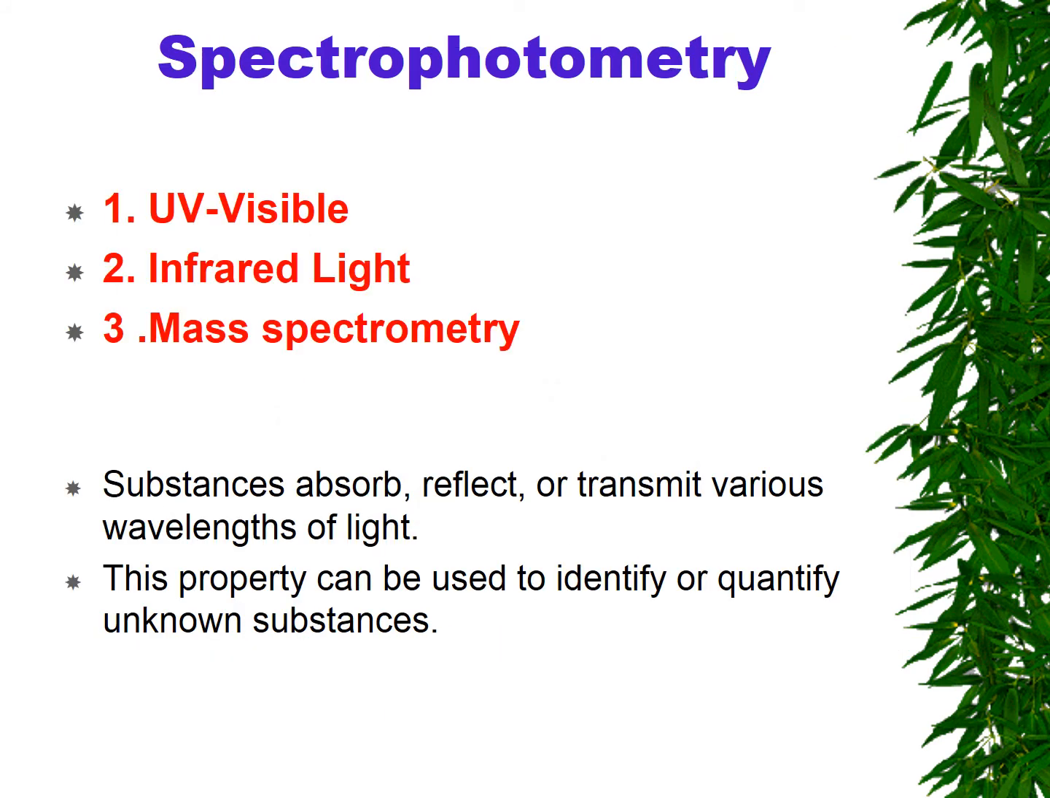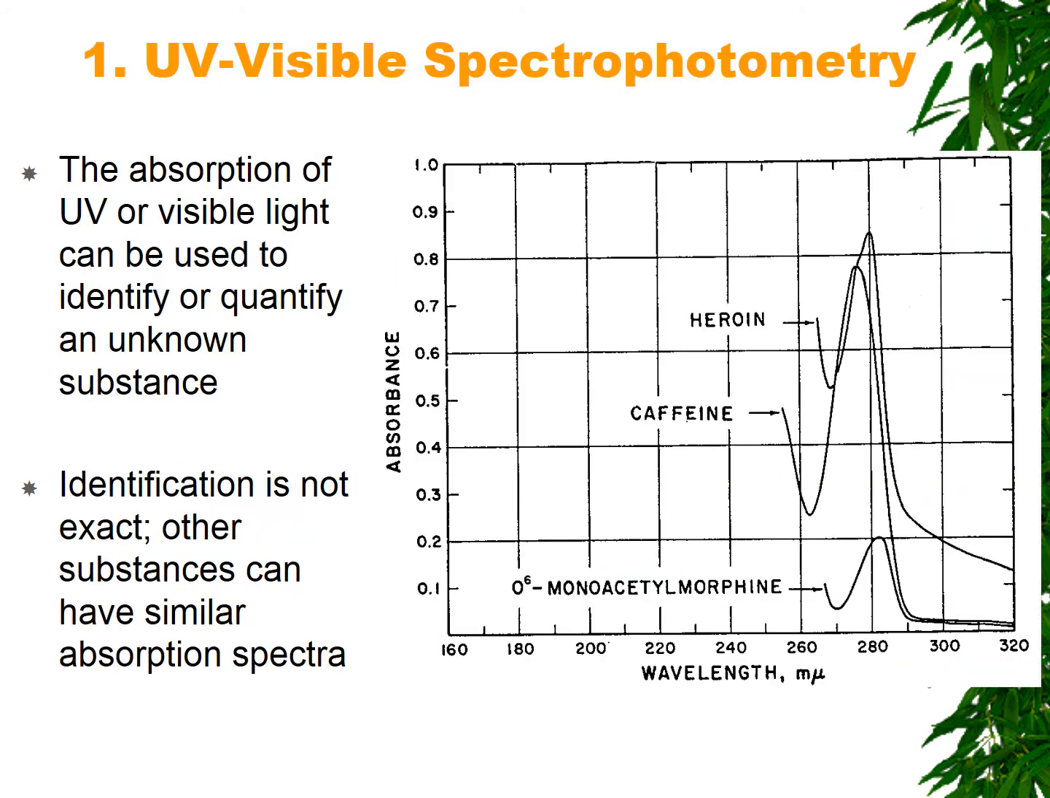Okay, the second one is spectrophotometry. So spectrophotometry ada UV, visible, infrared light and mass spectrometry. So a substance absorbs, reflects or transmits various wavelengths of light. So this property can be used to identify or quantify an unknown substance. So dia menggunakan konsep absorb, reflect and transmit the light wavelength. Okay, for example, UV visible spectrophotometry. So the absorption of UV or visible light can be used to identify or quantify an unknown substance.